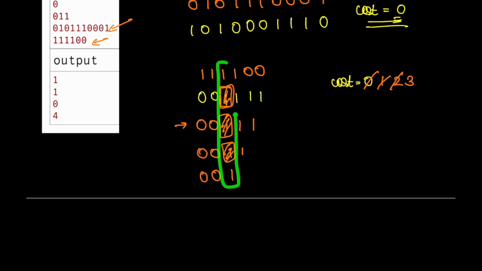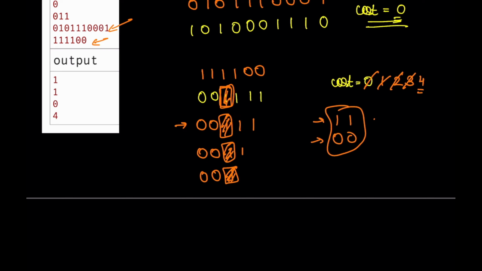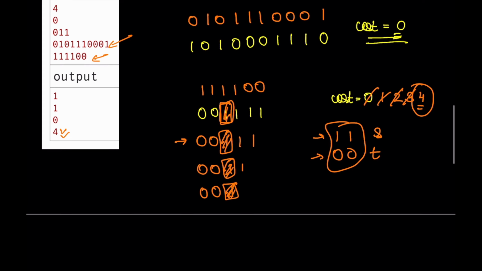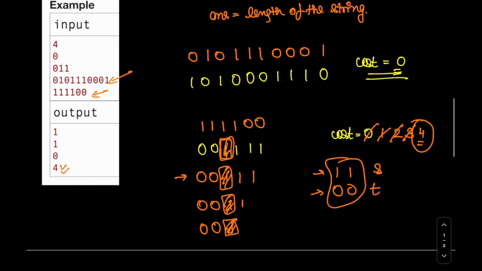Now again I will compare them and again they are the same, so I'll have to delete this and my cost incremented to 4. So my final string is 1, 1, 0, 0. These both are different. So this was the initial string S and this is our final string T, and the cost was 4 and that is the answer. I hope you understood the explanation.